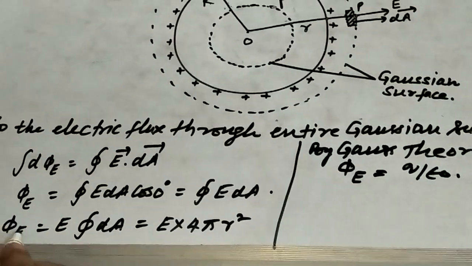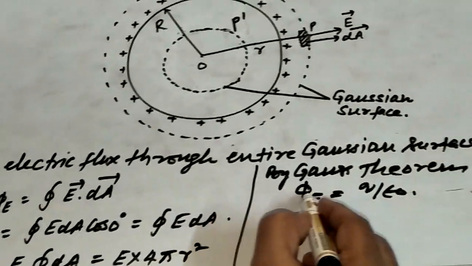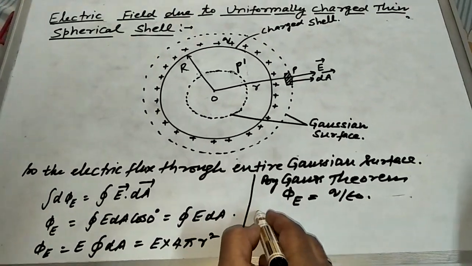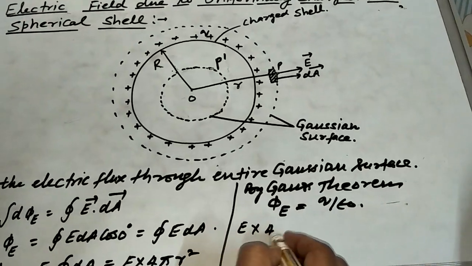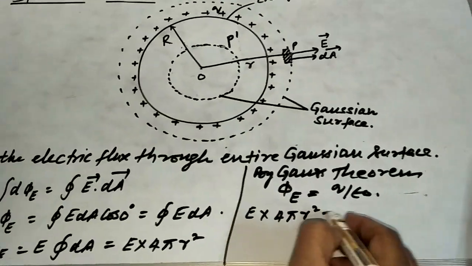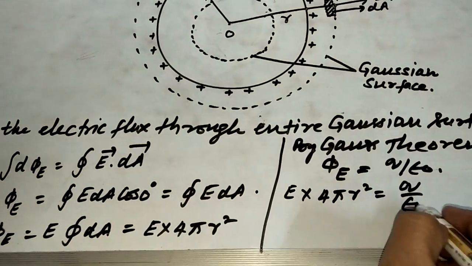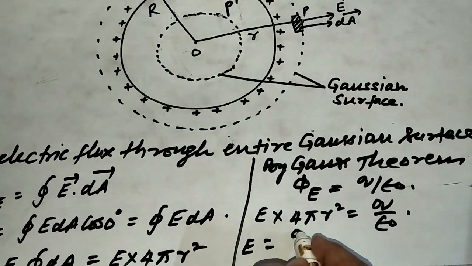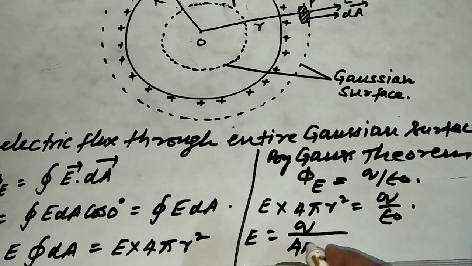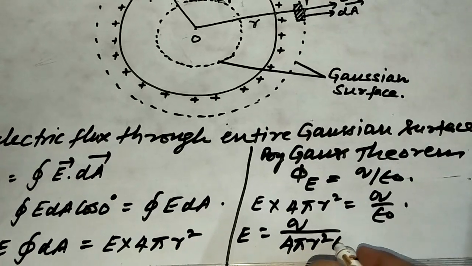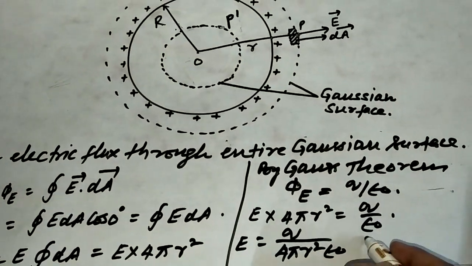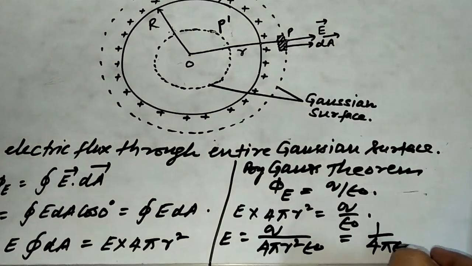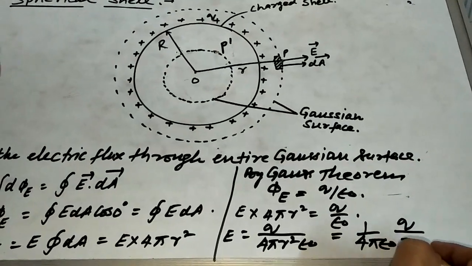And from these two, phi E is equal to E into 4 pi r square, and phi E is equal to Q upon epsilon naught. Both will be the same. So you can say E into 4 pi r square is equal to Q upon epsilon naught. And from here you can say E is equal to Q upon 4 pi r square epsilon naught. And also you can write it as 1 upon 4 pi epsilon naught Q upon r square.